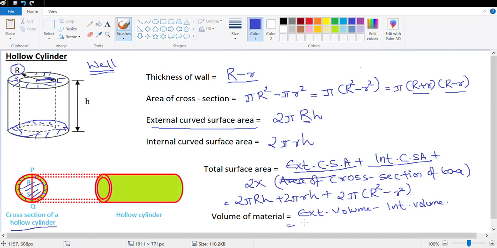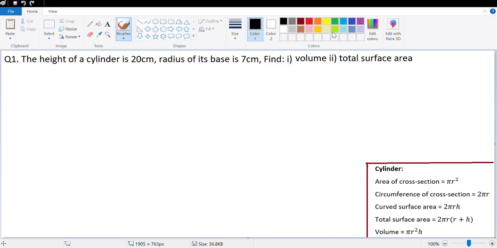So the external volume is pi capital R square h and the internal volume is pi small r square h, which means we can write this as pi times capital R square minus small r square, multiplied with h. This is nothing but the area of cross section multiplied with the height. Let's look at certain questions that will make these formulas clearer. So let's look at question number 1 of exercise 20A.